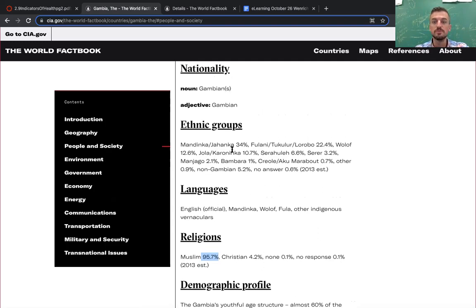Ethnic groups. Yeah, I mean, immediately I'm like, the official language is English, but we have literally 50% of the population in terms of the ethnicity, it's not English.